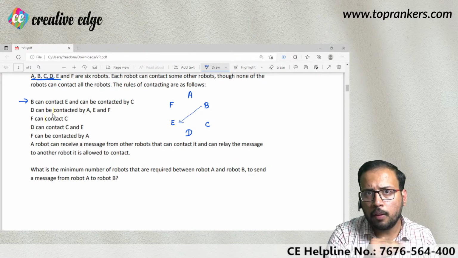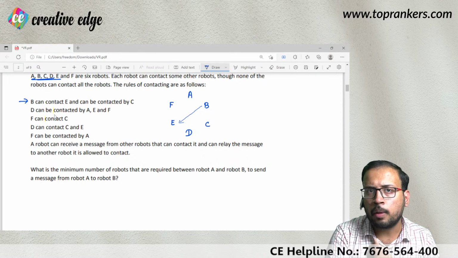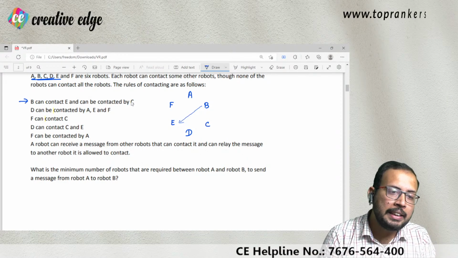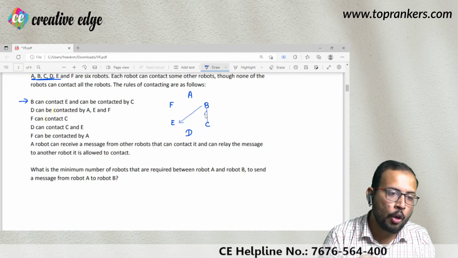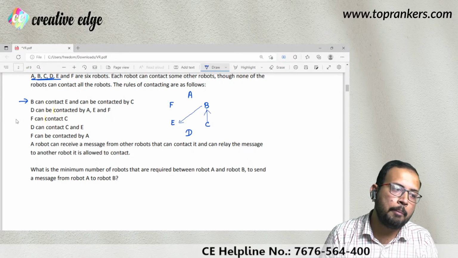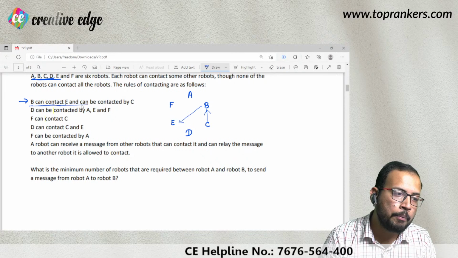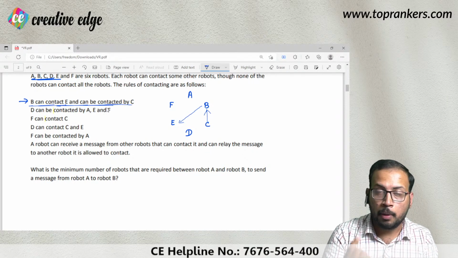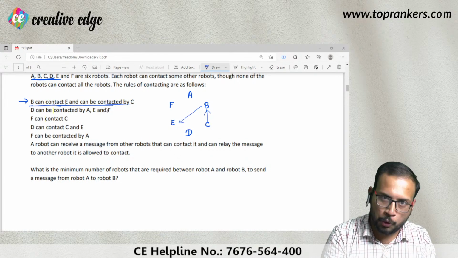Now, as soon as you read the first instruction, ये doubt आपका clear हो जाएगा. B can contact E and can be contacted by C. So B can be contacted by C. That means you can see that पहले statement से आपको समझ में आ रहा होगा कि B E को contact कर सकता है, but vice versa is not true as of now.